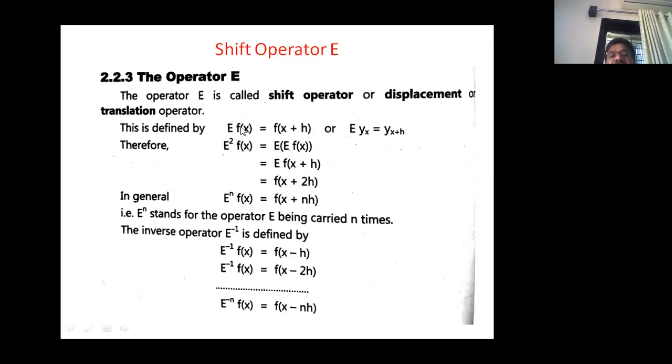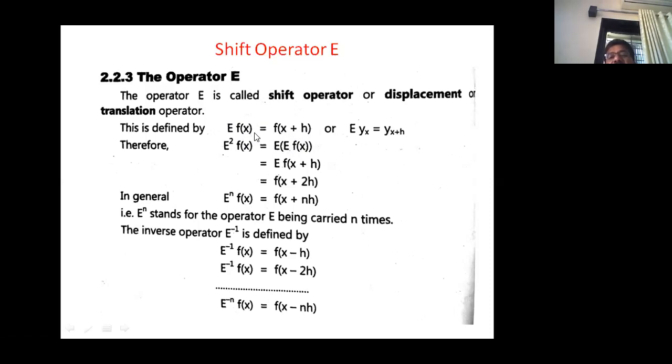Now, what is the definition of E f(x)? That is, what is the definition of this operator E? E f(x) is f(x+h). It is not a difference operator. Why were the previous two called difference operators? Because there is a difference, a subtraction of two values. Here this operator is not a difference operator, and E f(x) just shifts the point to the next point. So E f(x) is f(x+h), the value at the next point.